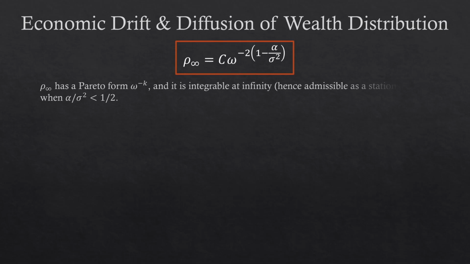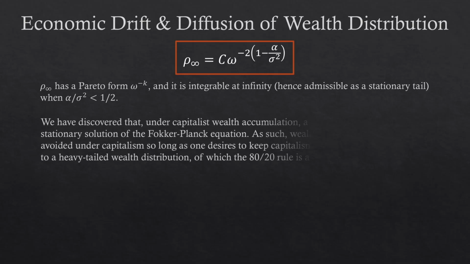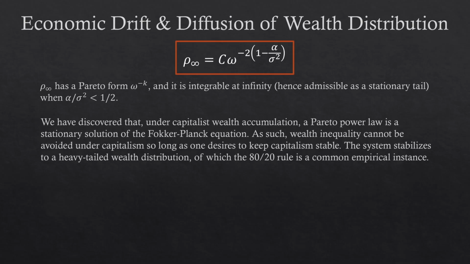Rho sub infinity has a Pareto form, omega to the power of negative k, and it is indeed integrable at infinity, hence admissible as a stationary tail, when alpha divided by sigma squared is less than 1/2. We have discovered that, under capitalist wealth accumulation, a Pareto power law is a stationary solution of the Fokker-Planck equation. As such, wealth inequality cannot be avoided under capitalism so long as one desires to keep capitalism stable. The system stabilizes to a heavy-tailed wealth distribution, of which the 80-20 rule is a common empirical instance.